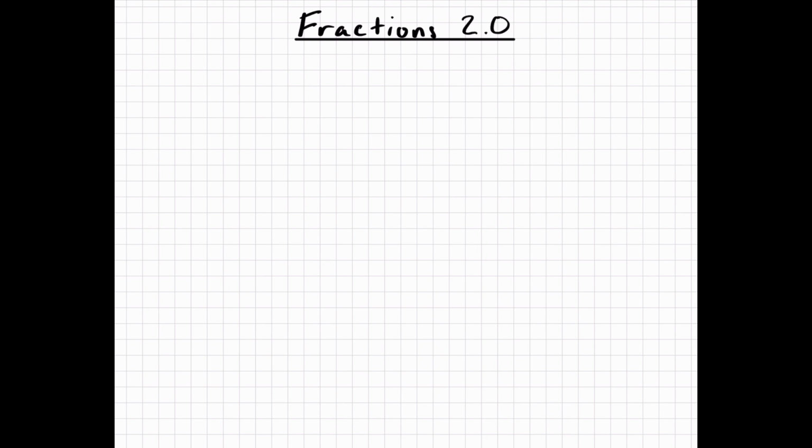Now we're going to be going a little bit more in depth on the understanding of fractions, focusing on the definitions, proper versus improper fractions and mixed numbers, equivalent fractions, simplifying fractions, finding their greatest common factor, and doing the basic operations with all types of fractions like addition, subtraction, multiplication, and division. So let's get right into it.